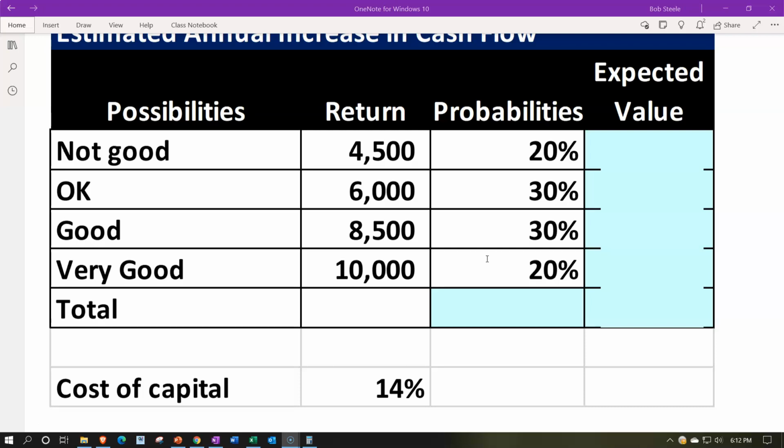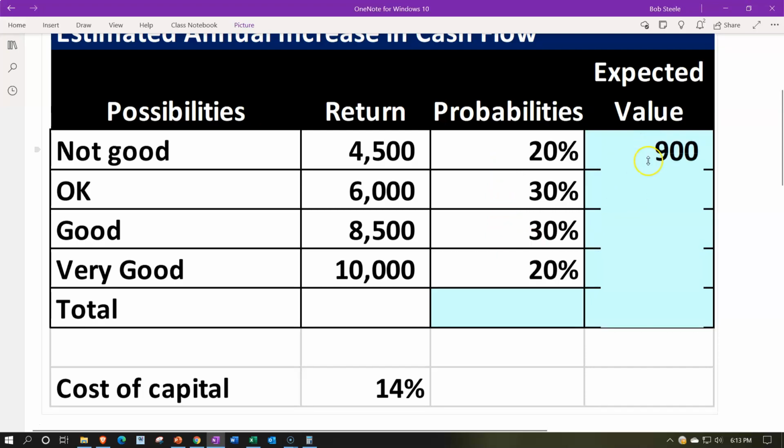This is a way to group our ideas so that we can get to an expected value so that we can basically move forward. Of course, looking into the future, we don't know. We're just making our best guess here. We're then going to take our probabilities. We've got the 20%, the 30%, the 30%, and the 20%.